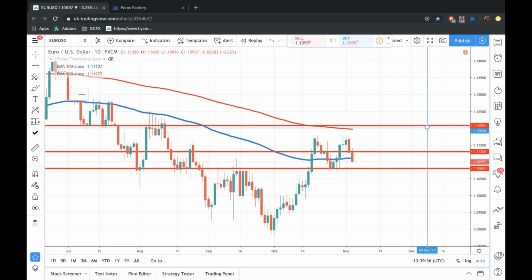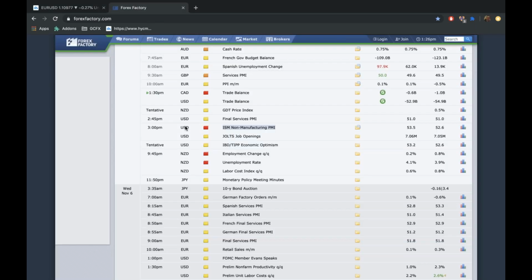So, Chibivan, are you short or are you long euro US dollar? Long, yeah. What's going to be key is the manufacturing data out in a couple of hours. Okay, it's just over an hour's time.